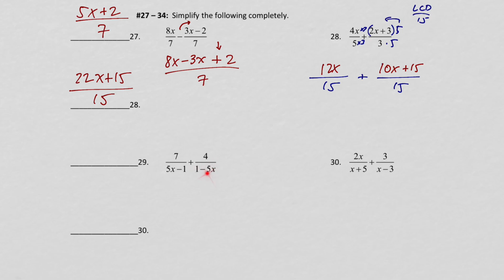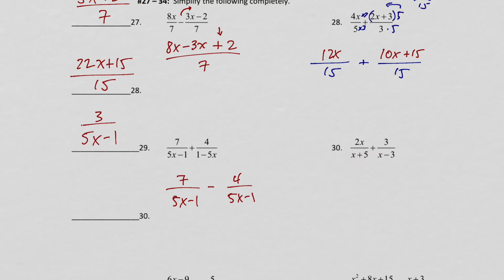Okay, I can make this denominator look like this by factoring out a negative, and that negative I can put right here. So what I can do is have like 7 over 5x minus 1 minus 4 over 5x minus 1. 7 minus 4 is 3 over the common denominator, 5x minus 1.